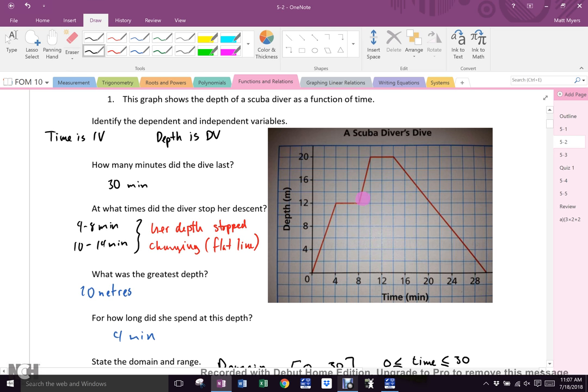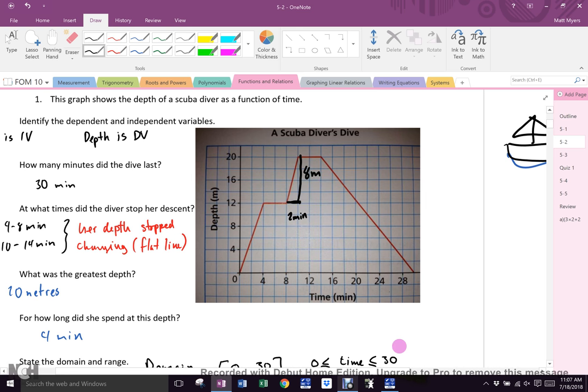It means that in this 2 minutes, she traveled 8 meters. Does everybody understand that? Especially the grade nines, because you won't have seen this written this way. Now, that tells us she went 8 meters per every 2 minutes. Where else in your lives have you seen a distance divided by a time? Speed, right? How fast do we drive down the highway?